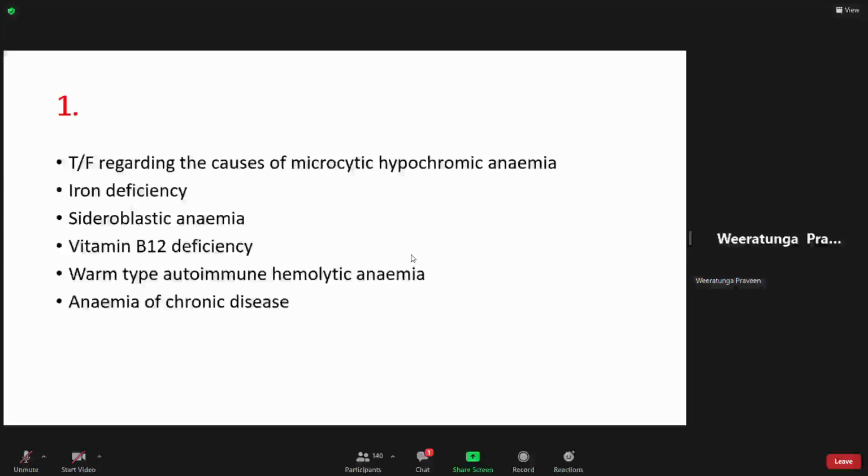So here we have the MCQ on the causes of microcytic hypochromic anemia. Iron deficiency, sideroblastic, and anemia of chronic disease are the correct answers here.